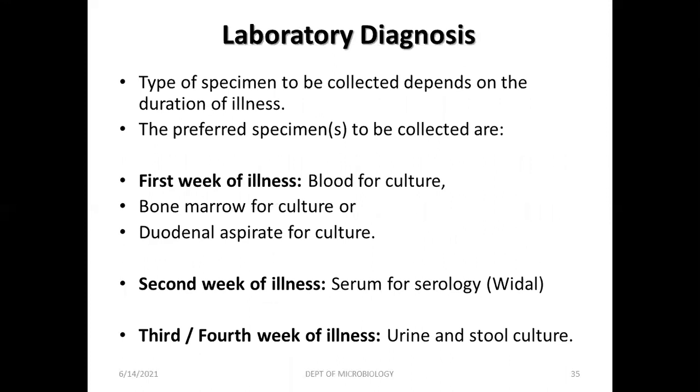Laboratory diagnosis. The type of specimen to be collected depends upon the duration of illness. In the first week of illness, you can collect blood for culture, bone marrow for culture, and urine and aspirate for culture. In the second and third week of illness, serum for serology, Widal test. In the third to fourth week of illness, urine and stool for culture.